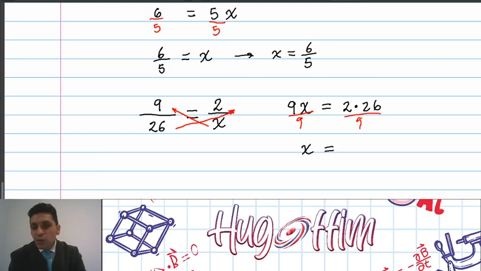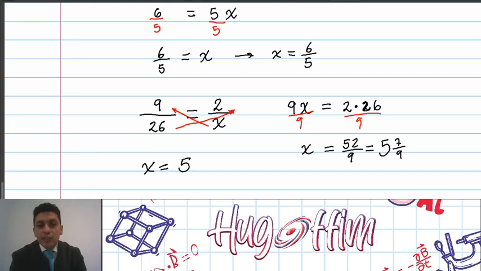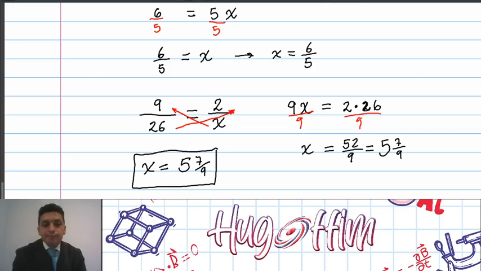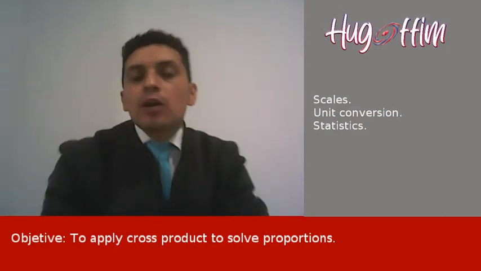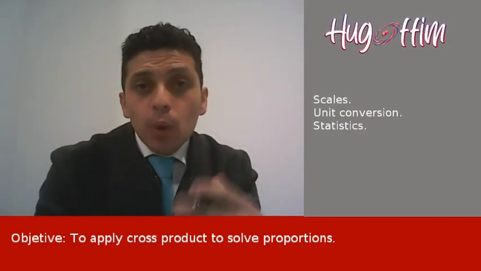So look at that, 2 times 26 is 52 over 9. Let's say that you want to use mixed numbers. So remember that mixed numbers here will be 5, because 5 times 9 is 45, to 52 is 7. Right. Okay, so now I found the answer using cross product. And this is how you can apply cross product to solve situations that involve proportions.